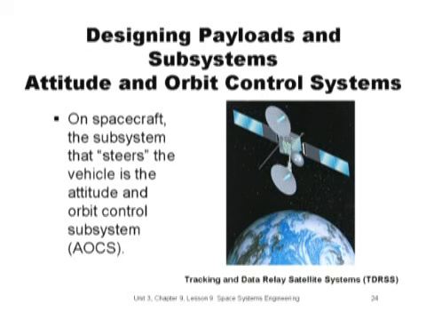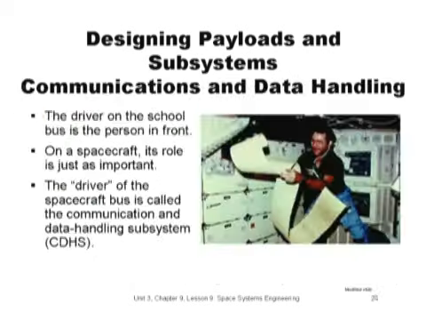The Tracking and Data Relay Spacecraft, or TDRS, relies on its attitude and orbit control subsystem to keep it pointed in the right direction and allow it to communicate with ground systems and other orbiting spacecraft. We can easily identify the driver on the school bus. It's the person in front, behind the steering wheel. On a spacecraft, the driver is less easy to pick out, but its role is just as important.